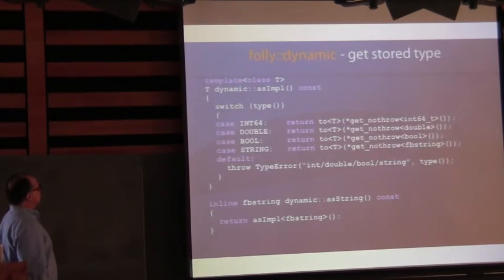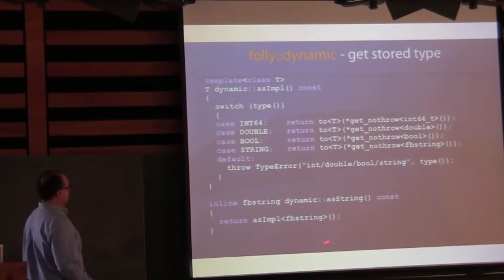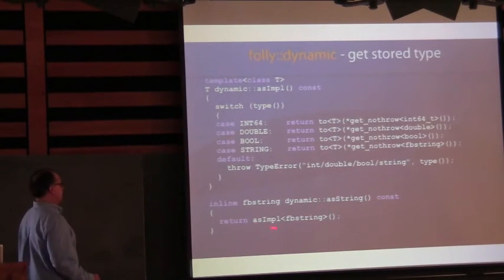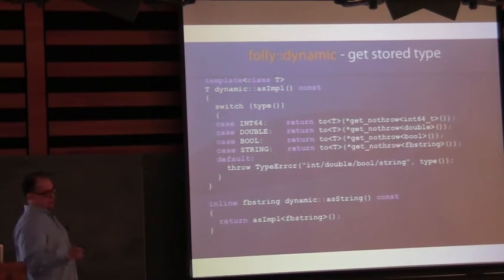The way you get the stored type out of the dynamic is basically, for example, if you look at as string, it will give you the Facebook string. Obviously, as impl that they're using here is this template function. So it's going to look into what it is and then do the right thing. They try to get no throw. So the answer to the question is you're going to get null, you won't throw. You're going to get null if you can't do it.